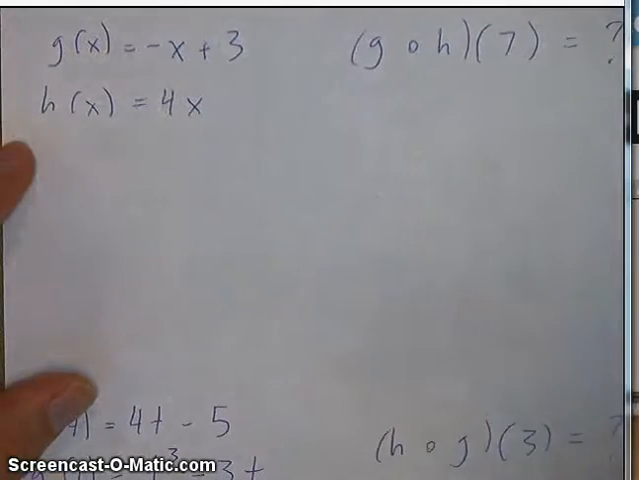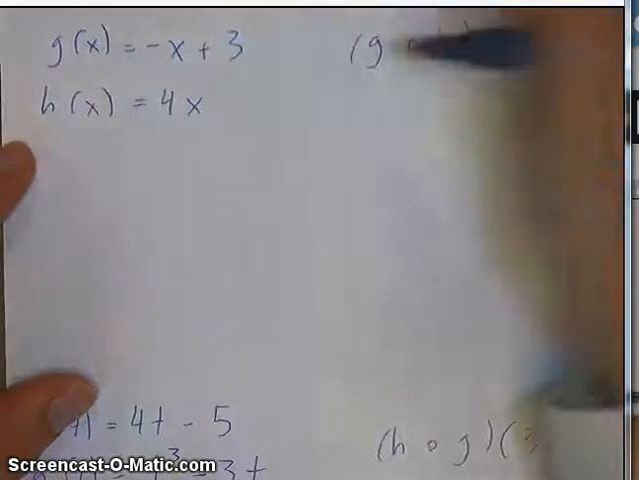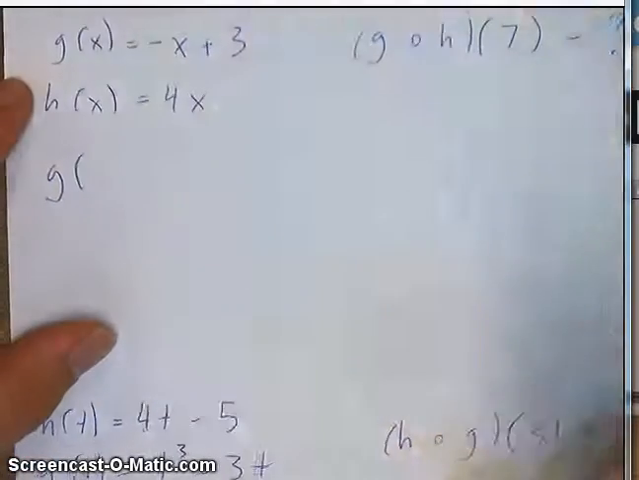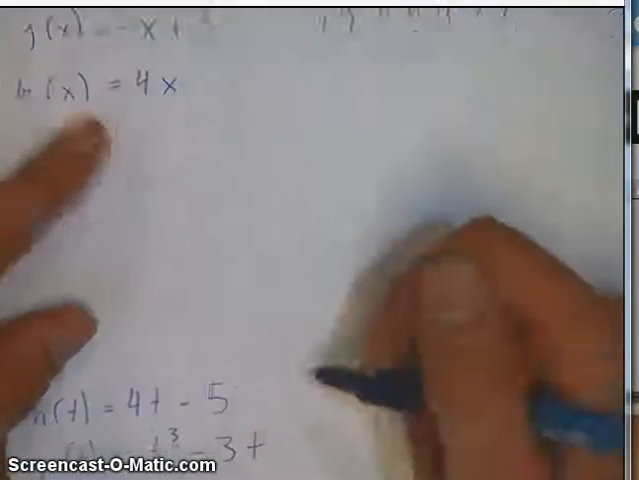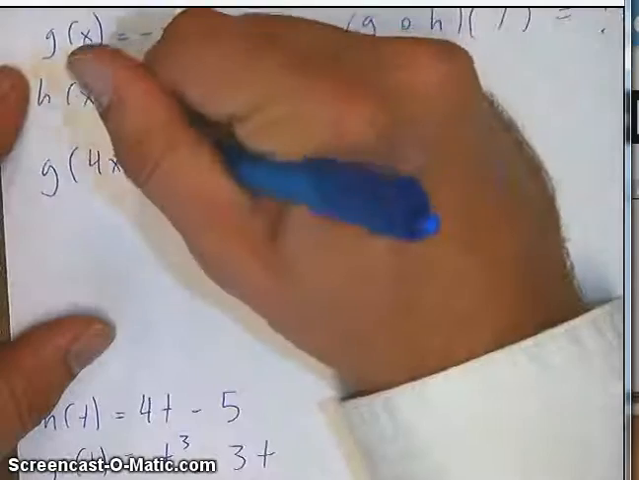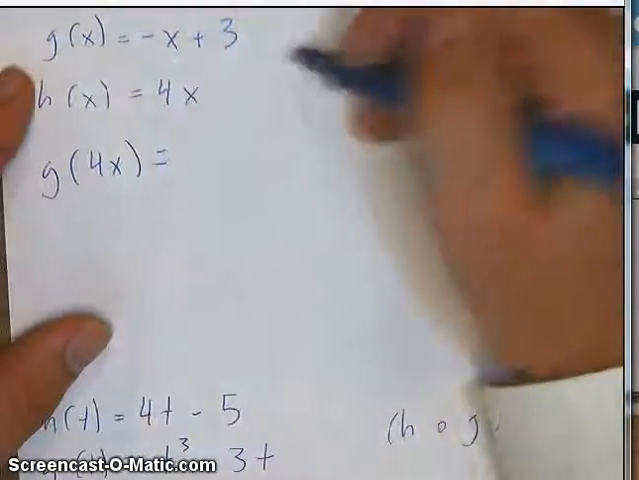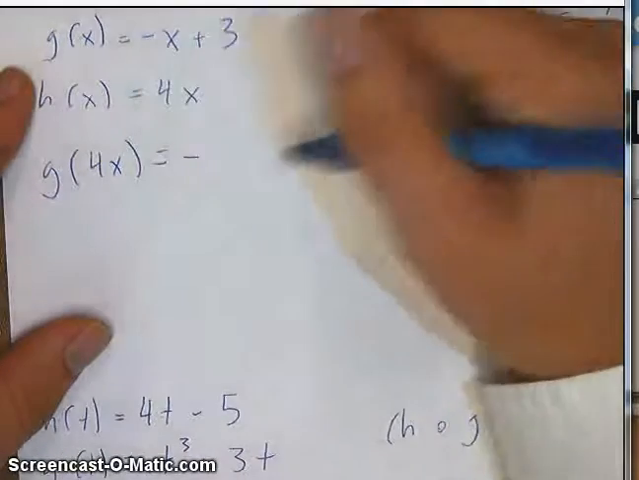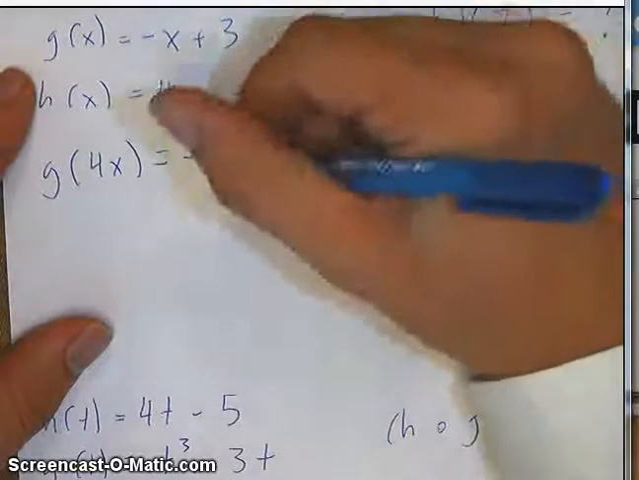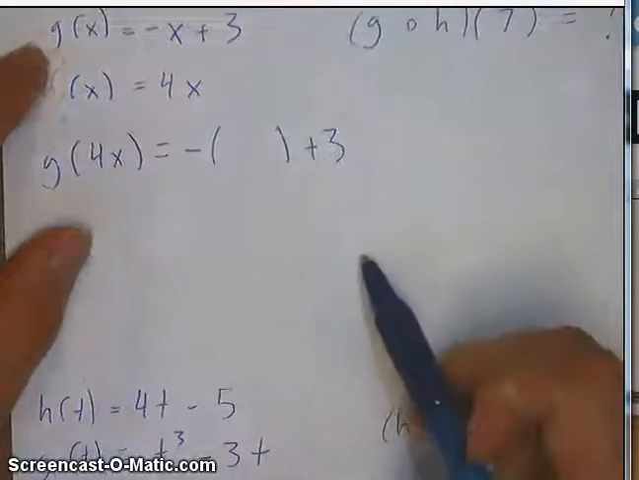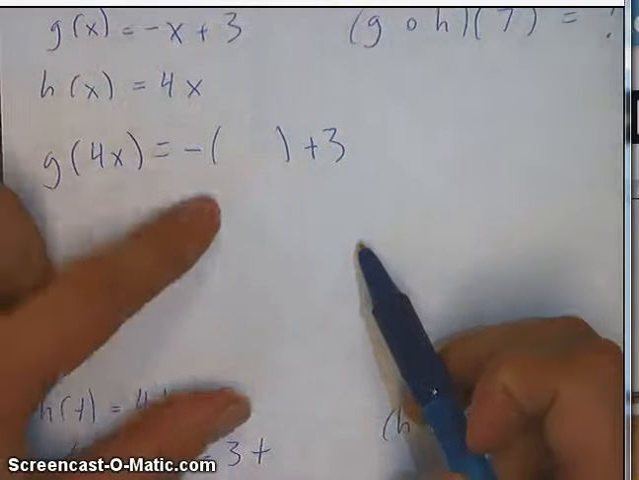So I don't want to do g of x anymore. I want to do g of whatever h of x is. In this case, it's 4x. So I'm plugging 4x into that g function. So I'm going to write down all of g, which is negative. Where I get to the x, I want you to just put some parentheses there. Forget about the x for a minute. Plus 3. So g of x is negative x plus 3.